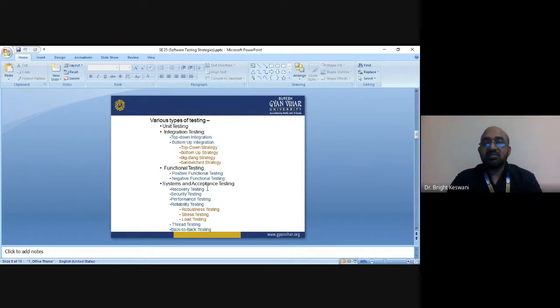Similarly, system and acceptance testing is divided into six types: recovery testing, security testing, performance testing, reliability testing, threat testing, and back-to-back testing. Reliability testing is again divided into three segments: robustness testing, stress testing, and load testing. So this is a general view about the different types of testing.